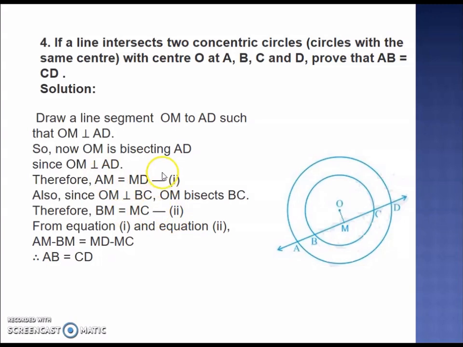Now if you subtract one from the other, you will get AM minus BM is equal to MD minus MC. So AM minus BM is AB and MD minus MC is CD. So this is what you have to prove.